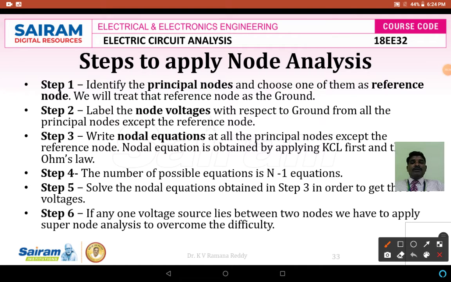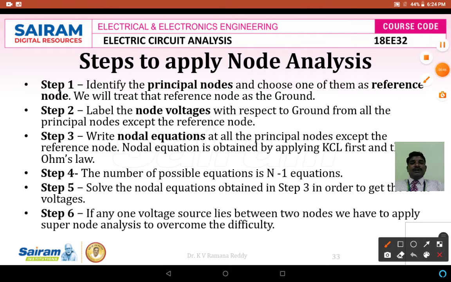Identify the principal nodes and choose one of them as a reference node for any given network. It is treated as a reference node because the potential across the reference node or ground node should be equal to 0.